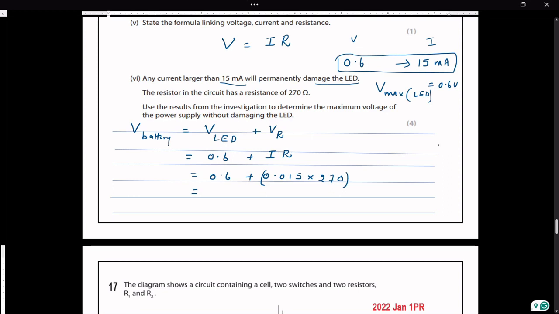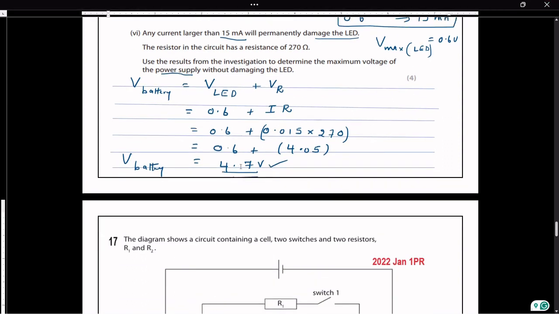This will give an answer of 4.05. So this will be 0.6 plus 4.05, so the total is 4.7 volt. So this is the maximum voltage of the power supply or the battery without damaging the LED. It must be 4.7 volt.